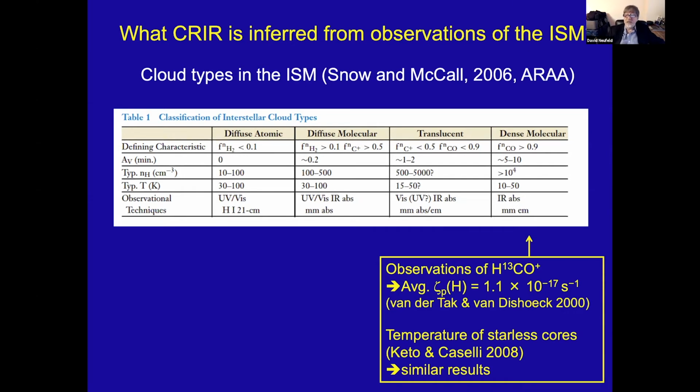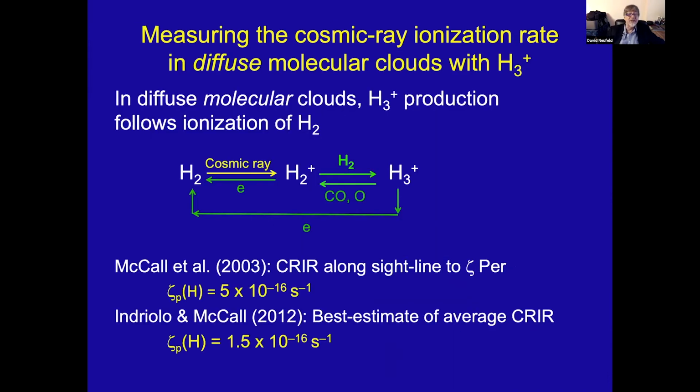So it looked like everything was in good agreement, but then there was a big surprise roughly 2 decades ago, where the cosmic ray ionization rate could be measured now in diffuse molecular clouds using the H3+ molecular ion, which, as you know, plays a critical role in interstellar chemistry. So in diffuse molecular clouds, H3+ is produced following the ionization of H2 to produce H2+, which then can transfer a proton to another H2 molecule to make H3+. And based on observations of H3+, and also a new measurement in the lab of the destruction rate of H3+ by dissociative recombination, McCall et al.